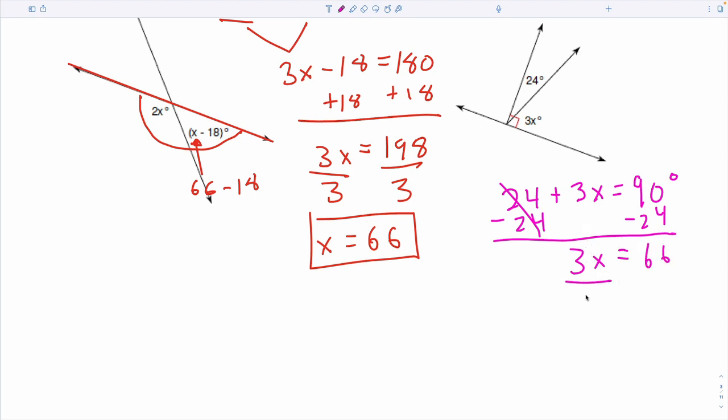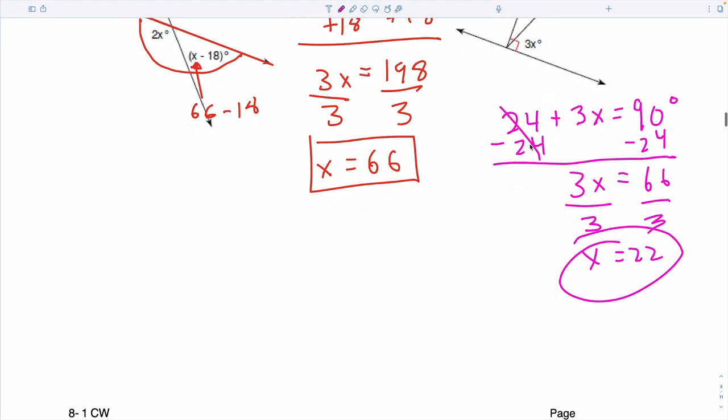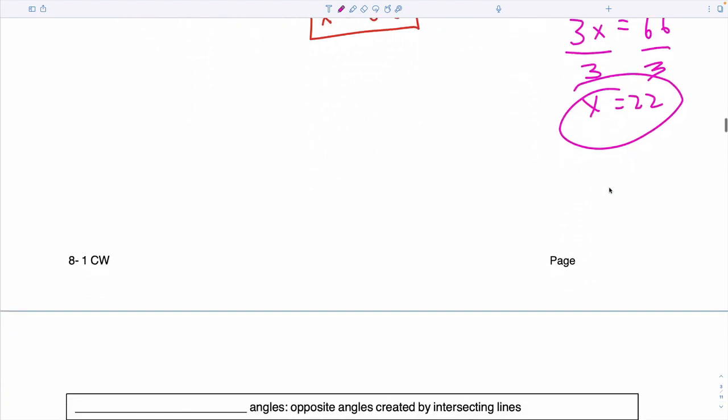Great. Last step is to divide by 3. 66 divided by 3 is the value for x. Peyton, what is it? Great. X is 22. Is it 22 degrees? Why not, Jacob? You'd have to multiply by 3. And we don't need to do that for the answer. Just note that it's not going to be degrees.